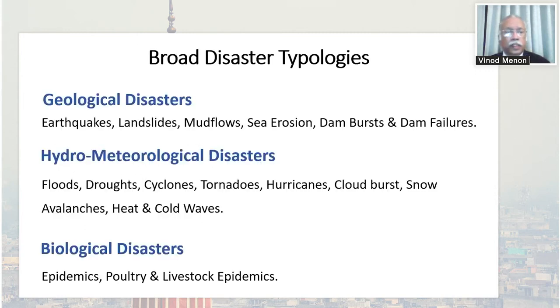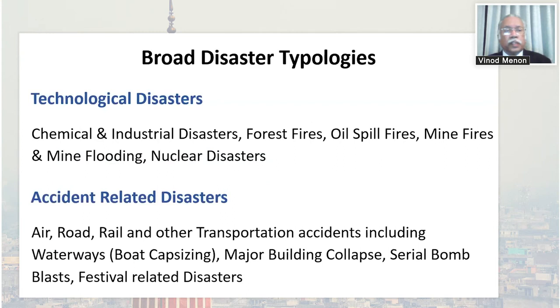The most important geological disasters include earthquakes, landslides, mud flows, sea erosion, debris flows, and dam bursts and dam failures. And hydrometeorological disasters include floods, droughts, cyclones, tornadoes, hurricanes, cloudbursts, snow avalanches, glacier melt, and heat and cold waves. And the biological disasters include epidemics, poultry and livestock diseases. Technological disasters include chemical and industrial disasters, forest fires, oil spill fires, mine flooding, chemical, biological, radiological, and nuclear emergencies.